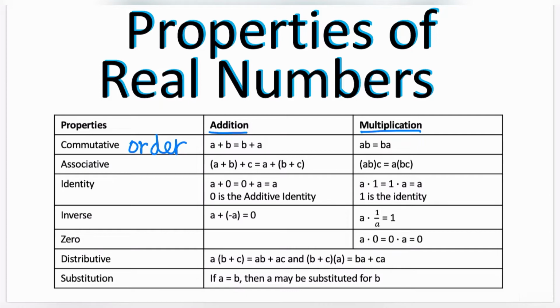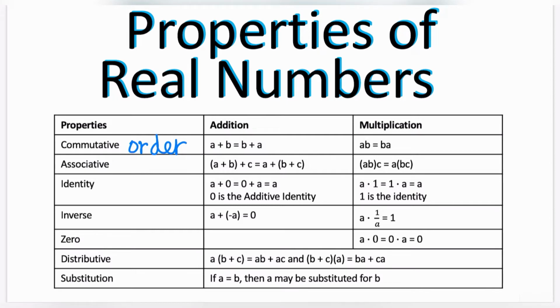That means that you are allowed to change the order when you're adding or multiplying, and you're still going to get the same answer. So if you have a problem like 4 plus 5, that's equal to 9. It's the same thing as saying 5 plus 4. That's also equal to 9. If you have something like 4 times 5, then that's going to be the same as saying 5 times 4, in which case they're both equal to 20. So that's what the commutative property says.